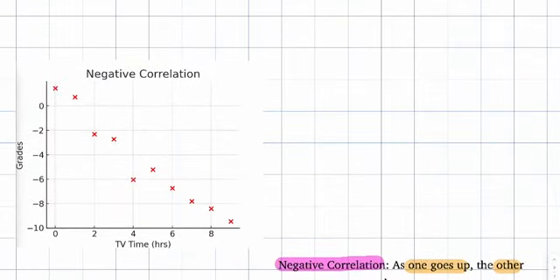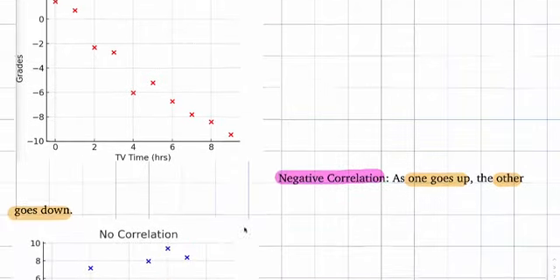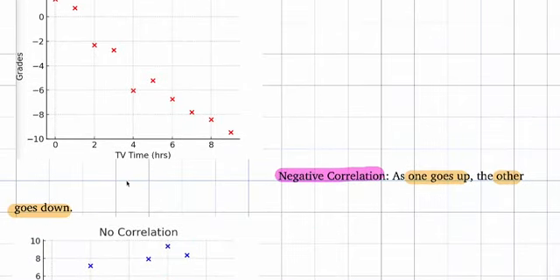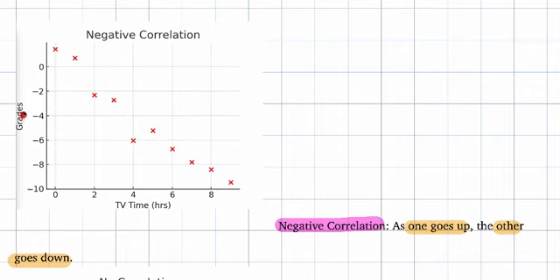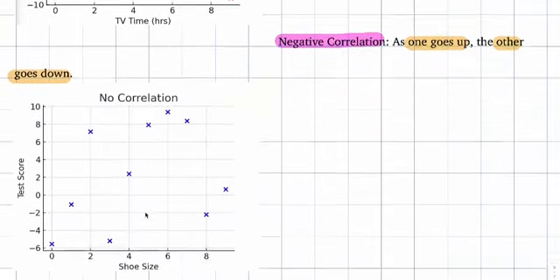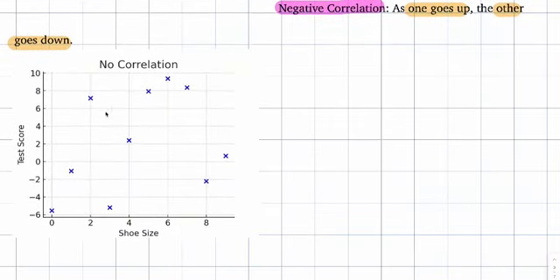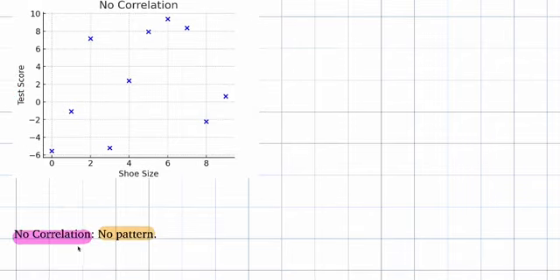Negative correlation. As one goes up, the other goes down. Here, we see that the grades go down as the TV time goes up because there's less time spent studying. No correlation. There's no pattern at all, and we can see this as shoe size wouldn't make sense to have a correlation with test score. So no correlation means no pattern.